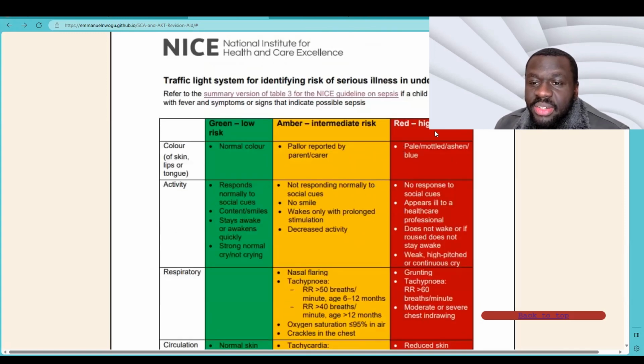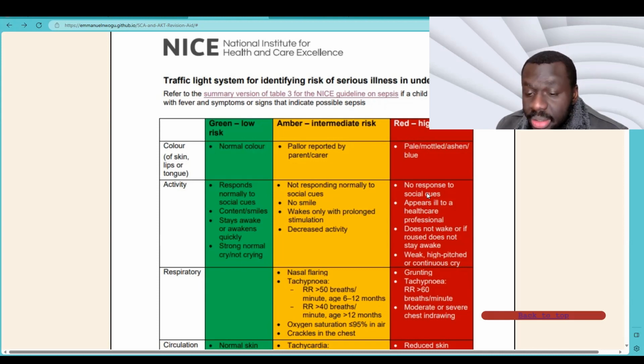So red, or high risk: the child has pale, mottled, ashen or blue skin, no response to social cues, and appears ill to a healthcare professional. If the child looks vibrant to you, it tells you that whatever is going on is very likely a viral infection that is already recovering or resolving. But if the child looks dreadful, so lethargic, like they're going to fall asleep and never wake up again, you get that sense that this child looks dreadful.